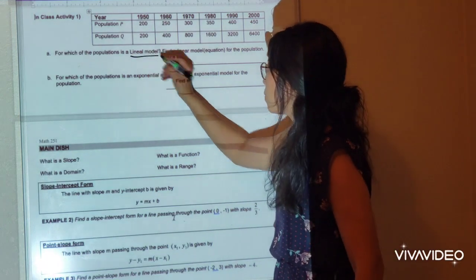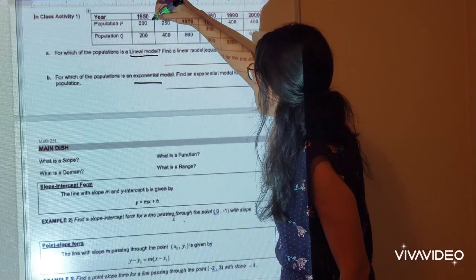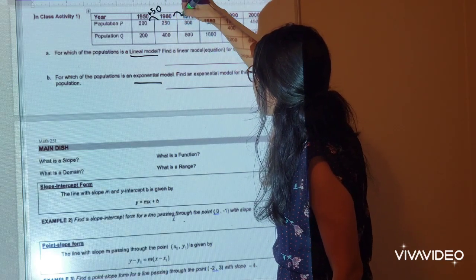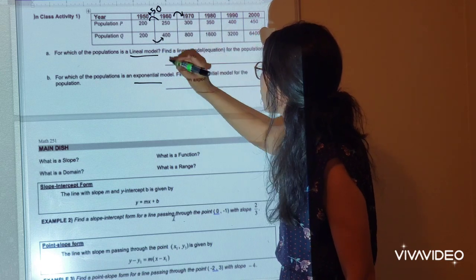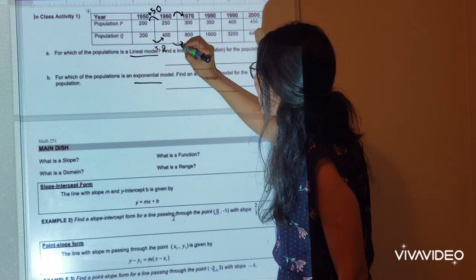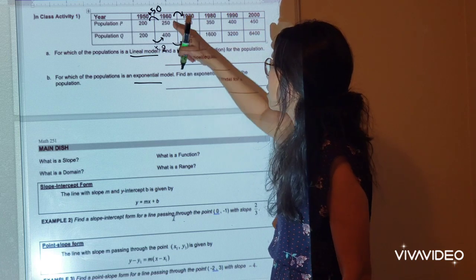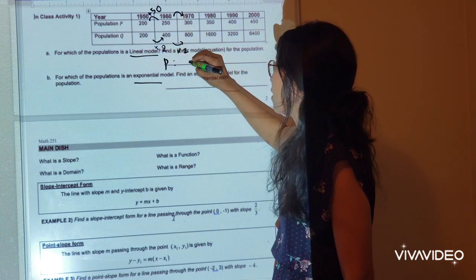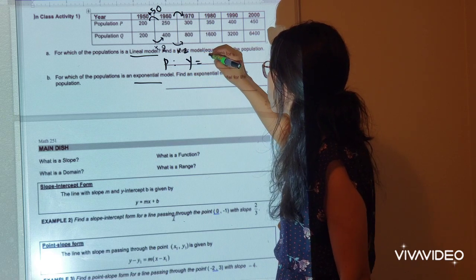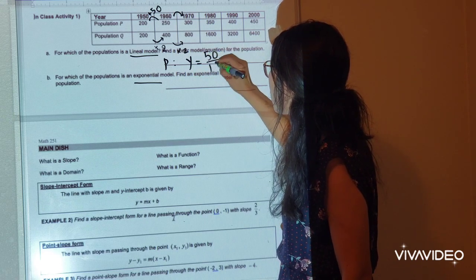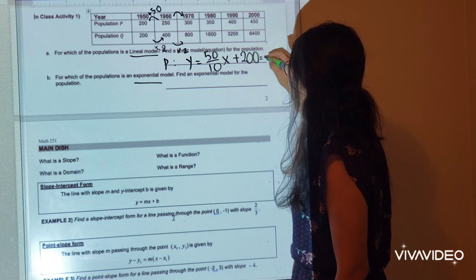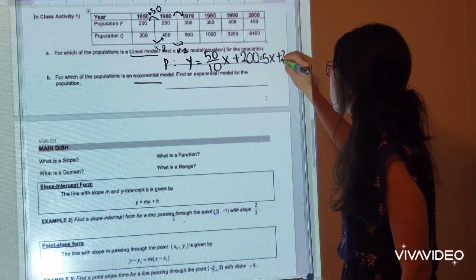So here's a linear model and an exponential model. This one is added by 50 each 10 years, and this one is times by 2 each 10 years. So I can tell that P is the linear model and the equation is y equals 50 over every 10 years x plus the starting number 200. So 5x plus 200.